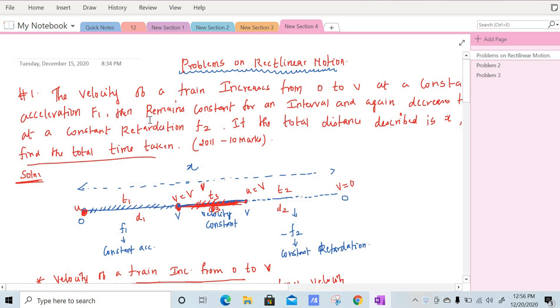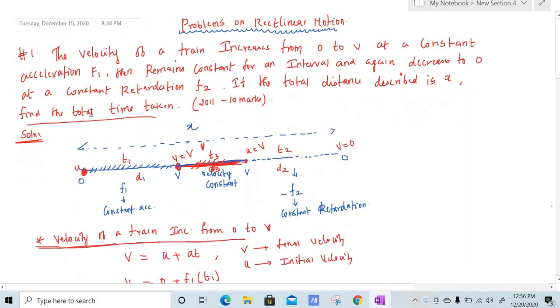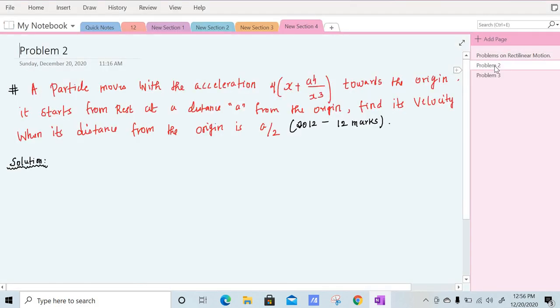In the previous video, we saw the first problem: the velocity of a train increases from 0 to v at a constant acceleration f1, then remains constant for some interval and again decreases to 0 at a constant retardation f2. If the total time is given as x, find the total time taken. We saw this problem in the previous video. Now we'll move on to problem 2.